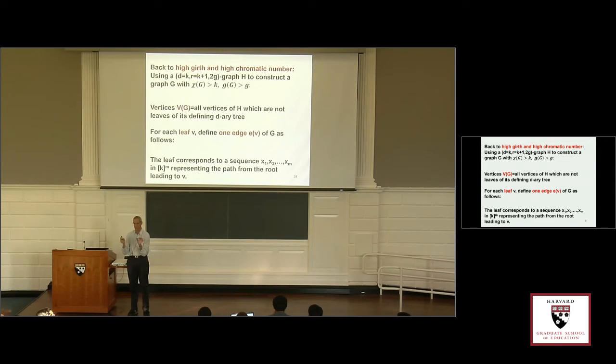Now the edges will come from the leaves. Each leaf will just give us one edge. So from each leaf we'll get one edge, and I'm going to tell you how. Okay, so how? What is a leaf?